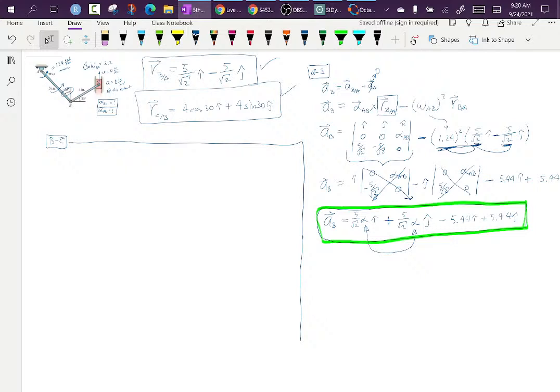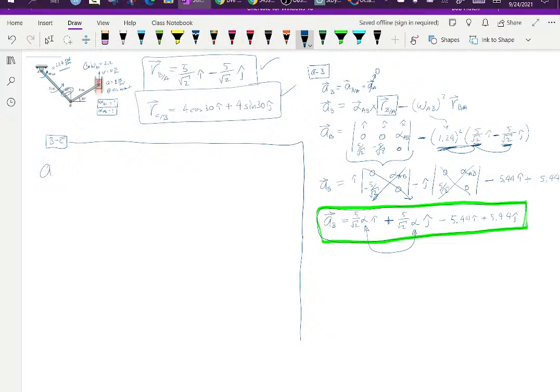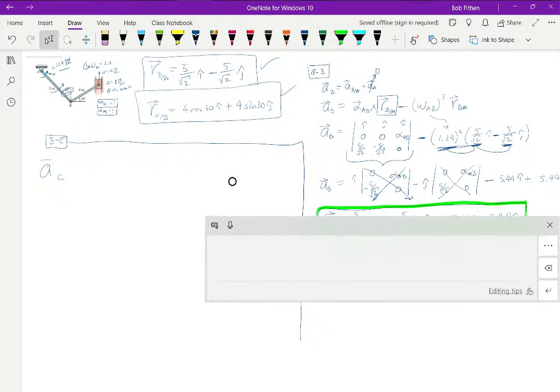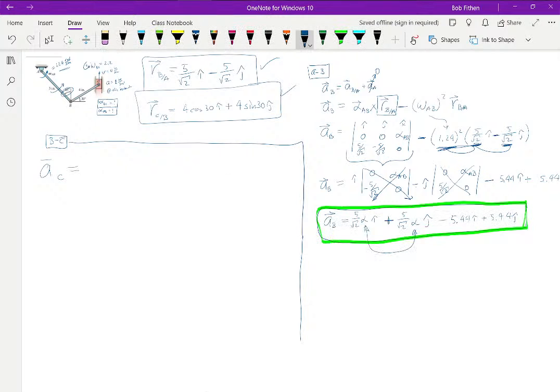Okay. So, acceleration of c, let's zoom in on it. Acceleration of c is equal to acceleration of c relative to b plus the acceleration of b, which in fact is that, but I'm not going to put it in there quite yet. I'm going to work out this first.